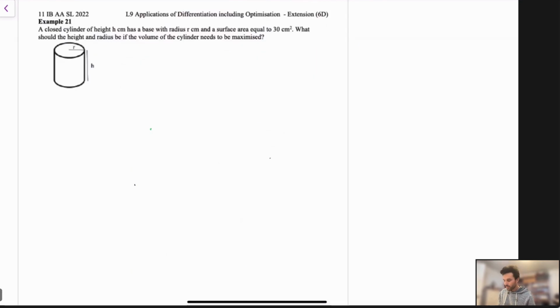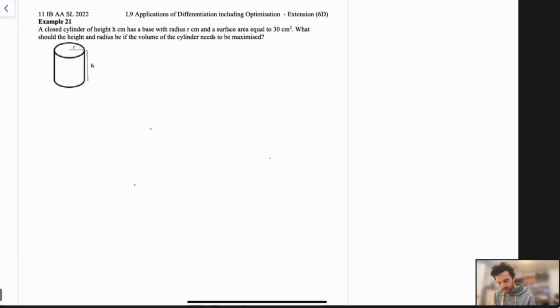In this video, we're going to be looking at example 21. So a closed cylinder of height h centimeters has a base with radius r centimeters and a surface area equal to 30 centimeters squared. What should the height and radius be if the volume of the cylinder needs to be maximized? So first thing here, it's asking for surface area.